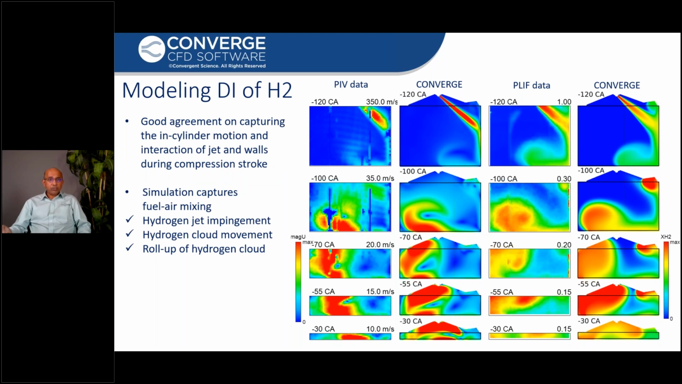These comparisons clearly show how well the in-cylinder motion and jet-wall interaction are resolved during the compression stroke by using CONVERGE. The jet impingement time, the jet penetration along the wall, and perpendicular to the wall, and the roll-up of the vortex after interacting with the piston are all predicted very accurately in this simulation. The Argonne researchers also discussed the solver and grid setup recommendations from CONVERGE in their original presentation.